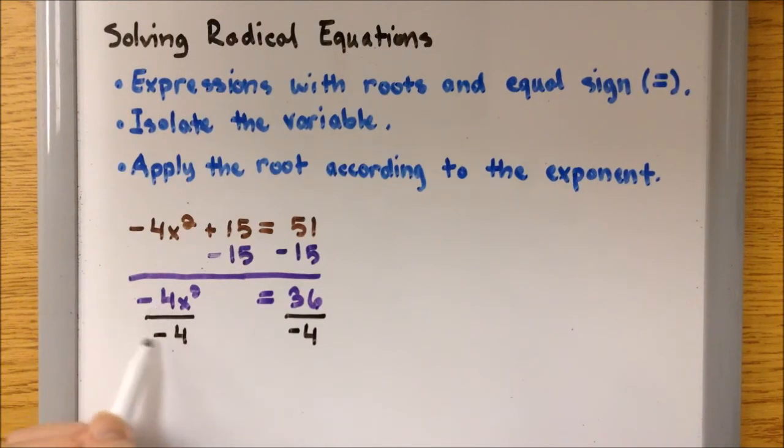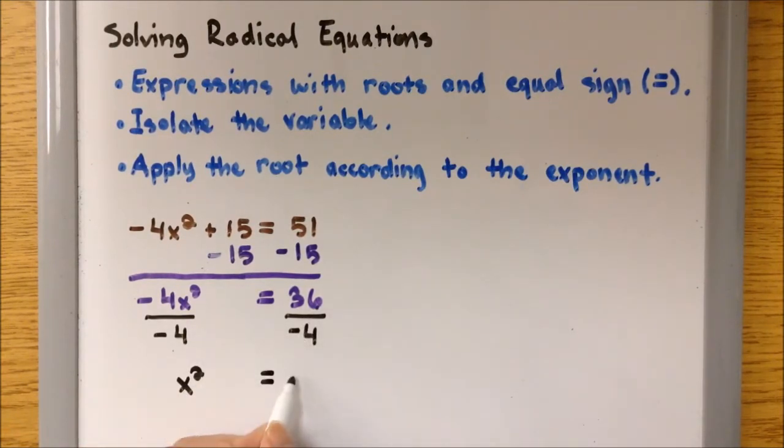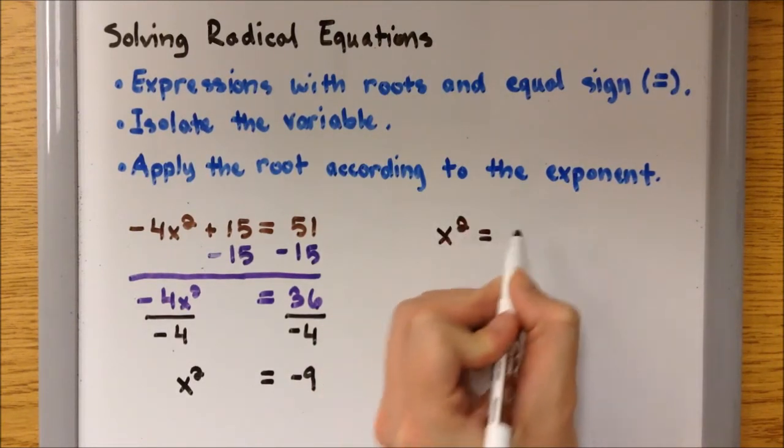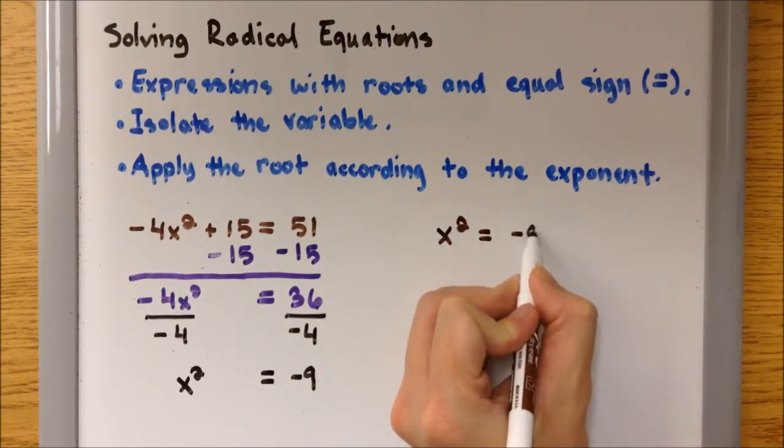So negative 4 divided by negative 4 will be 1. I'm left with x squared equal 36 divided by negative 4. That's going to become a negative 9. Remember, positive divided by negative will become a negative. So I'm going to bring it over here. We have x squared equal negative 9.